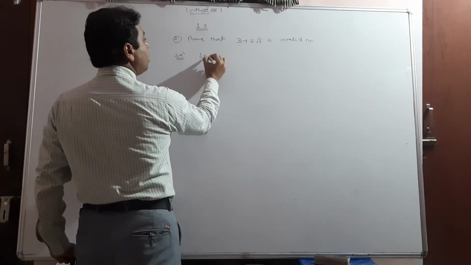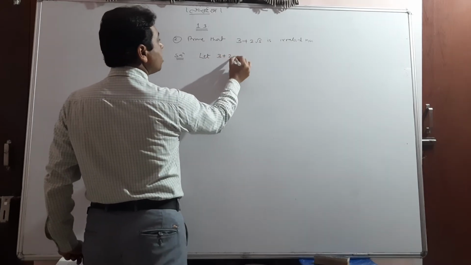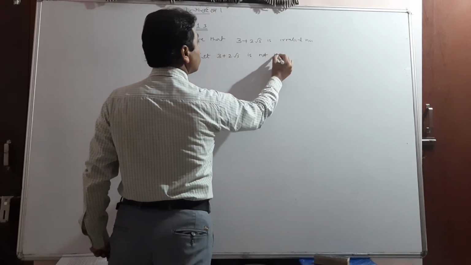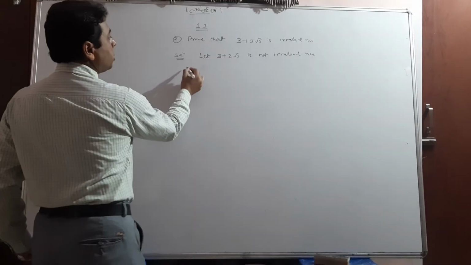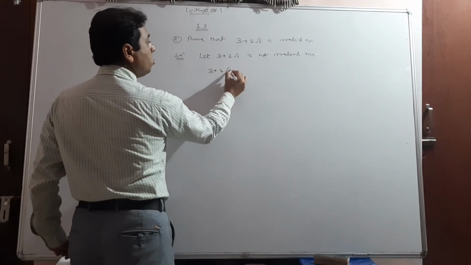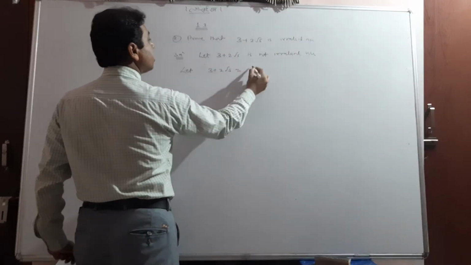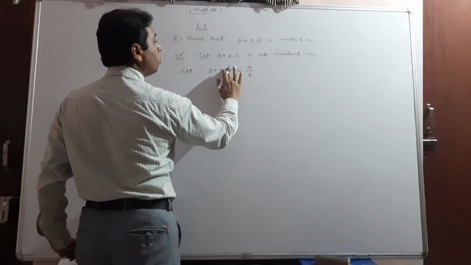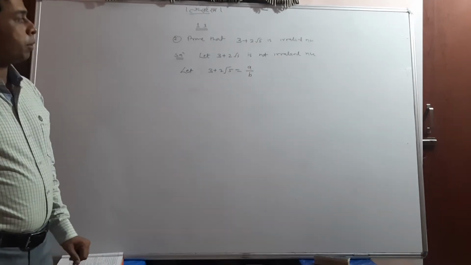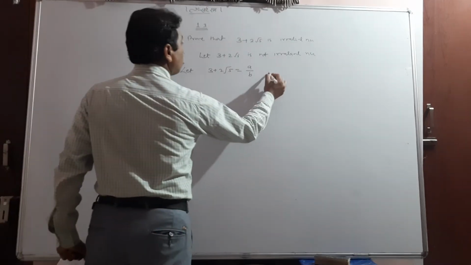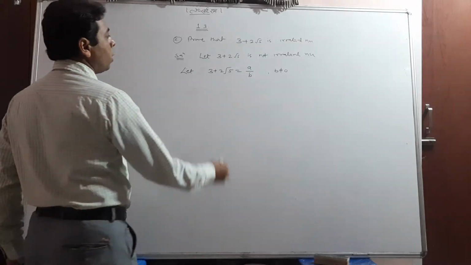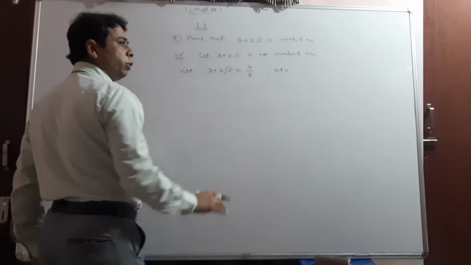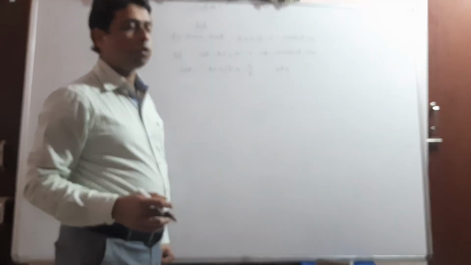First of all, we use the contradiction method. Assume 3 plus 2 root 5 is not irrational. It is not an irrational number, it means it is rational. So I would assume that it is a upon b, where b is not equal to 0. If you are not writing it, no matter at all. Then what to do? Don't follow the same method which we did on the last board. It's a different one.